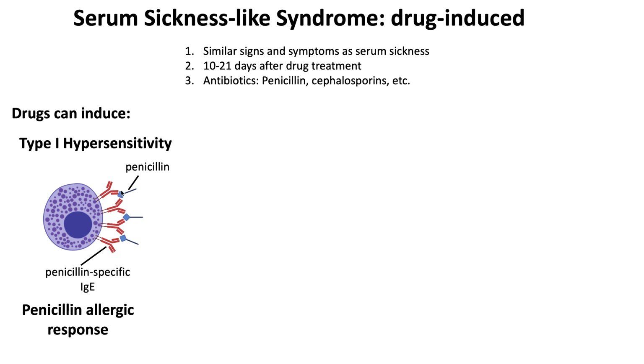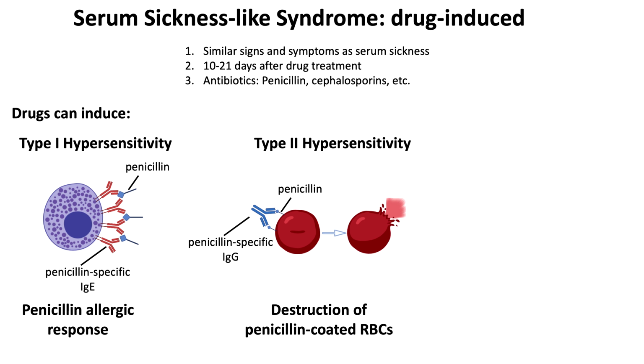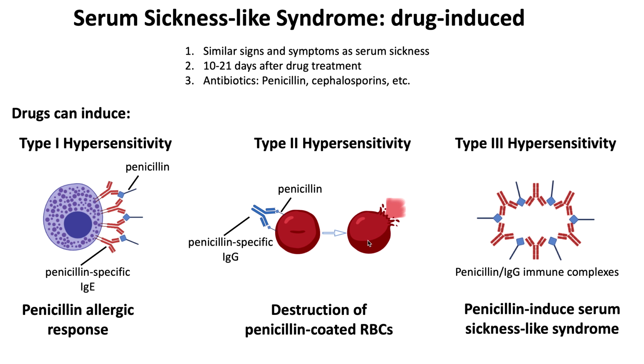So this is penicillin, and here we have a mast cell that's coated with penicillin-specific IgE molecules. Drugs can induce type 2 hypersensitivities, and so here we have a penicillin that's covalently attached to the surface of a red blood cell, and penicillin-specific IgG is leading to red blood cell destruction. And drugs can lead to type 3 hypersensitivity reactions. So here we have penicillin that has formed immune complexes with anti-penicillin IgG antibodies, and this can induce penicillin serum sickness-like syndrome.